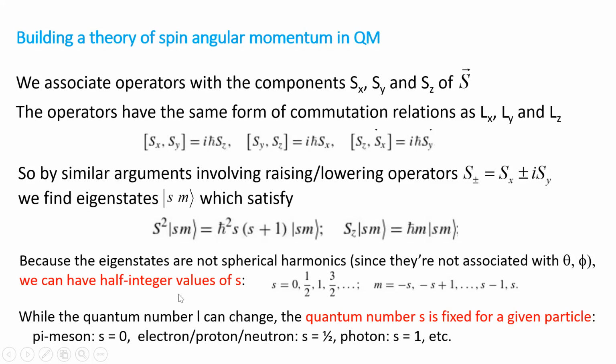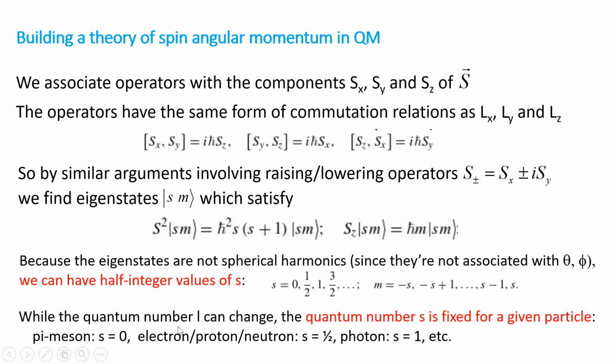However, it's different for different particles. This quantum number S, which defines the total spin angular momentum: for the pi meson, also known as the pion, S equals 0. For the electron or proton or neutron, S equals 1 half. For the photon, S equals 1. And there are other examples. I believe the graviton, which is a hypothesized particle, has S equals 2.